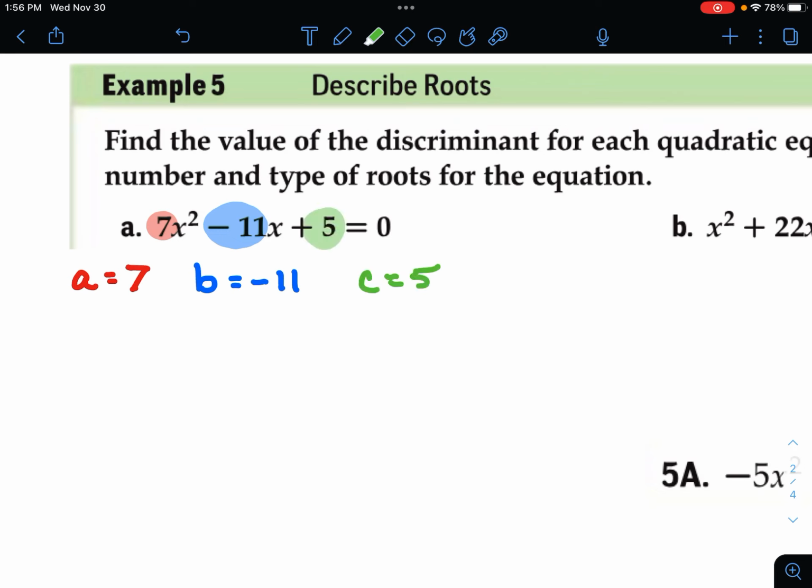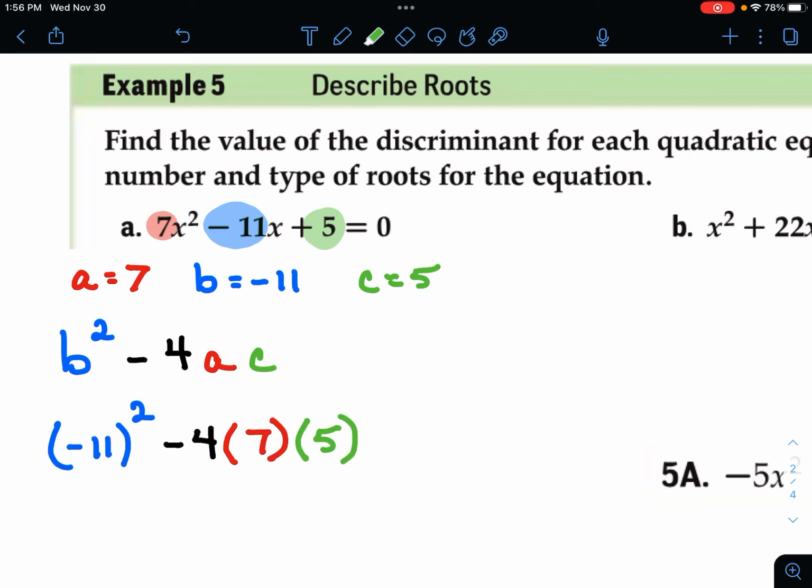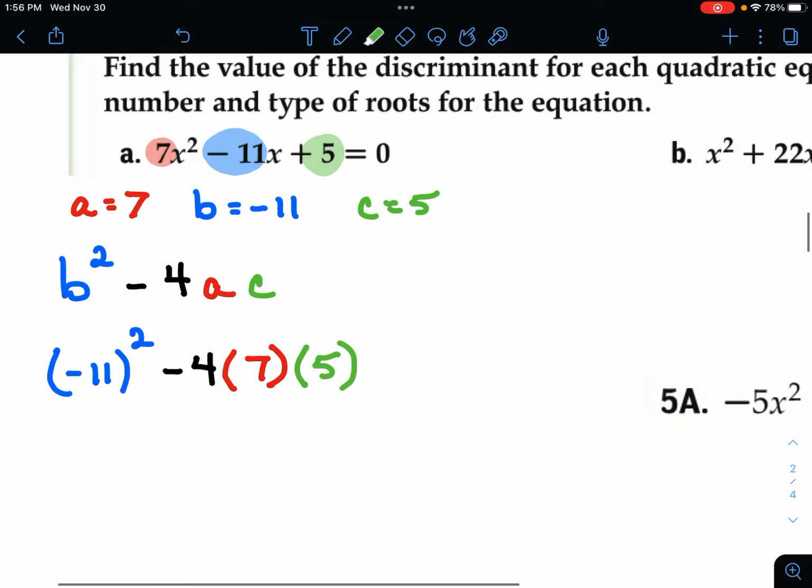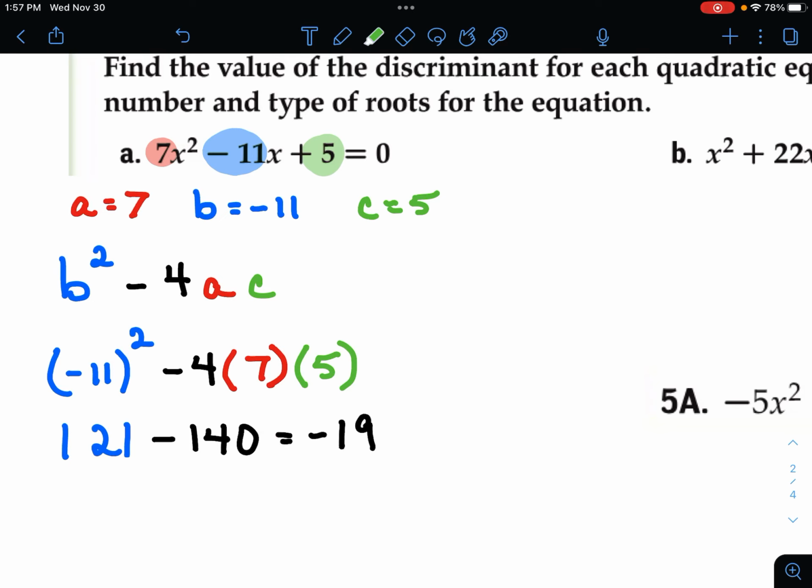We're going to take all those numbers and plug them into that b squared minus 4ac formula. As I plug it in, notice that I put the negative 11 in parentheses because that's going to matter when I use the calculator. Squaring a number is always positive. So when I square negative 11, I'm going to get 121. Multiply negative 4 times 7 and 5, that gives us negative 140. But the value of that is negative 19.